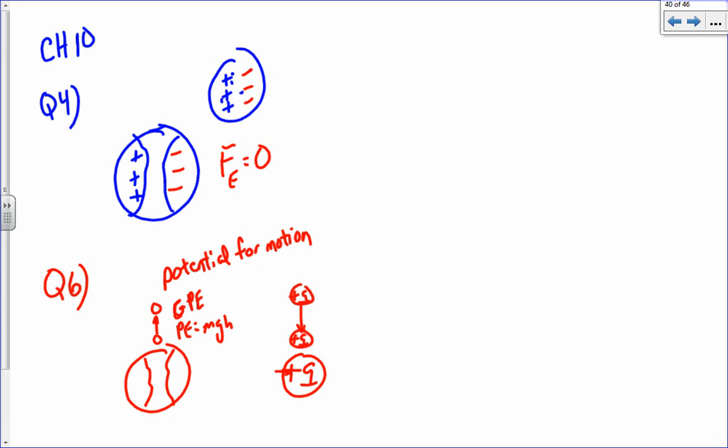I have increased its potential energy because as I move it closer to that positive charge, it feels a bigger force. So if I were to label the electric forces here, it would look like that, and here the force would be much bigger. So here, this positive particle would have more potential energy because I now have a greater electric force acting upon it, and so it has more potential for motion.